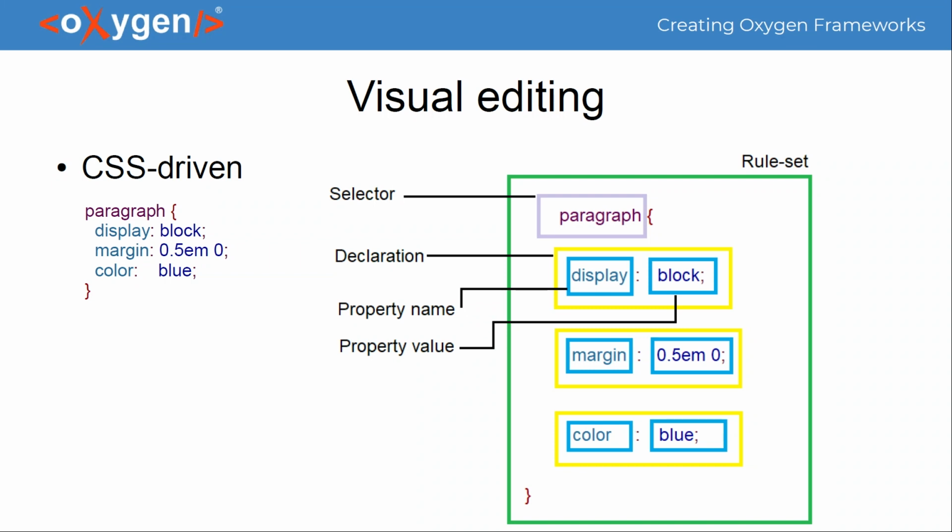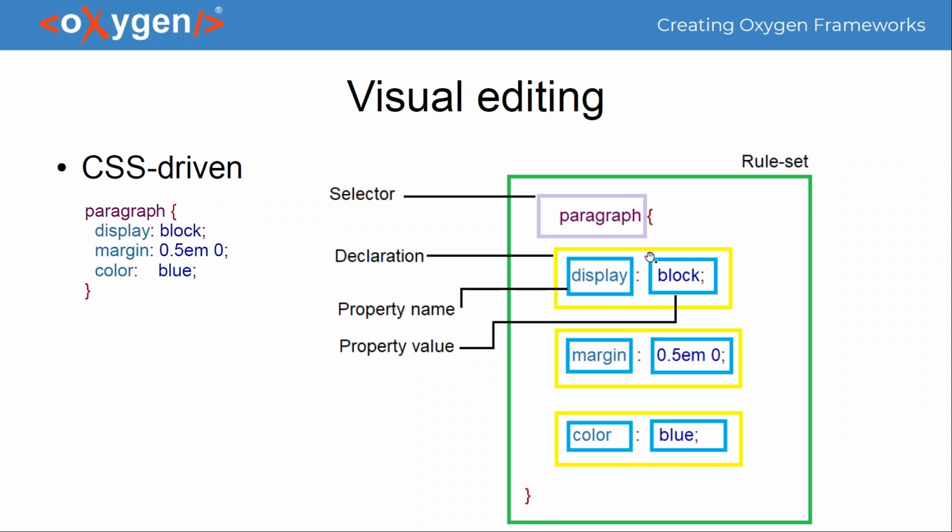The author mode in Oxygen is driven by CSS rules. A CSS rule looks something like this. So first you write the selector. This is what matches a particular element. So if I want to style a paragraph, I would put here in the selector the name of that element, paragraph.